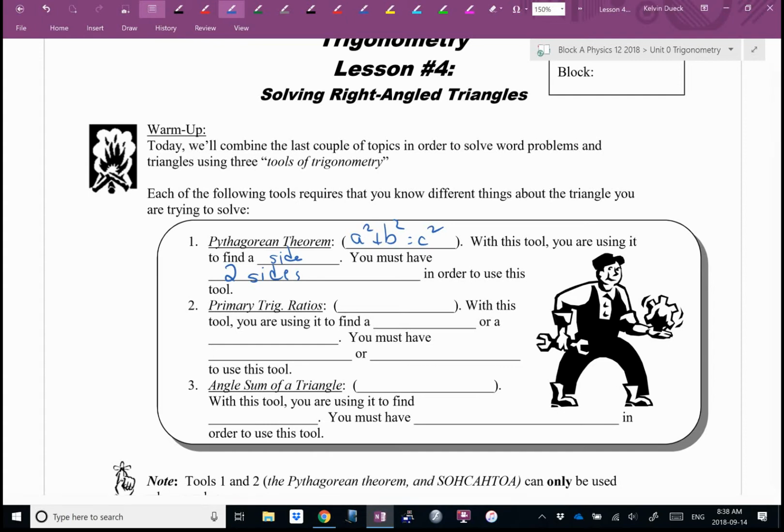Just make sure you don't always assume that you're finding c squared and that you always add things together. I had a few people ask, how come I'm getting this wrong? Because you know the hypotenuse, you need to be going c squared minus a squared equals b squared.